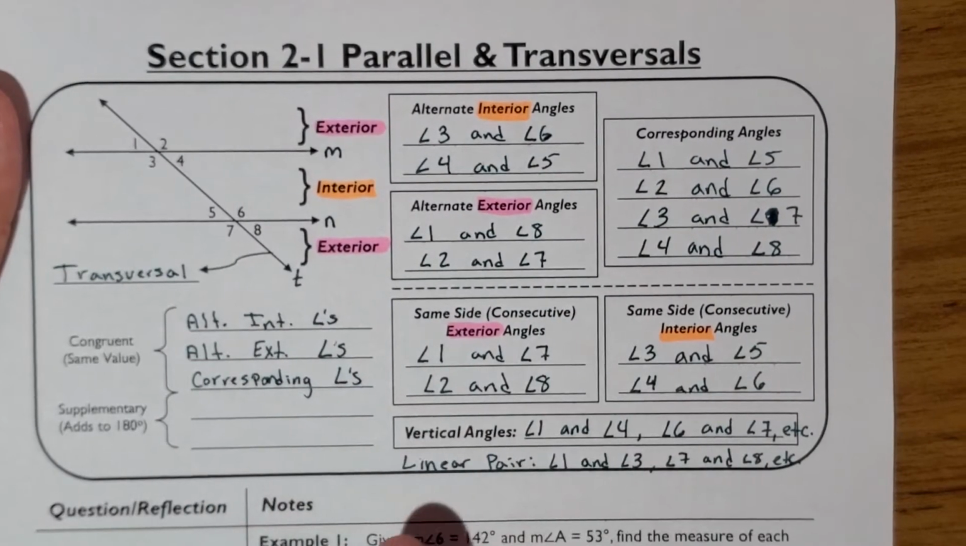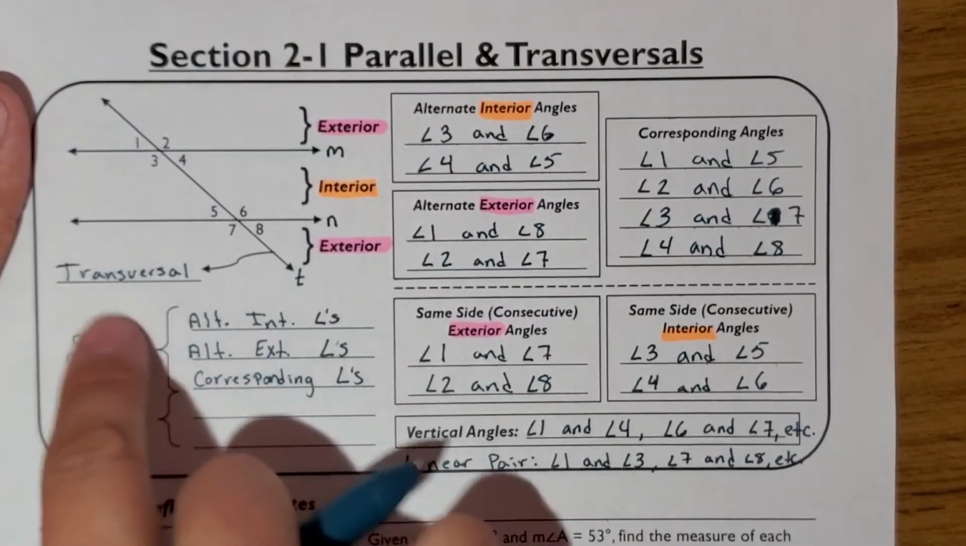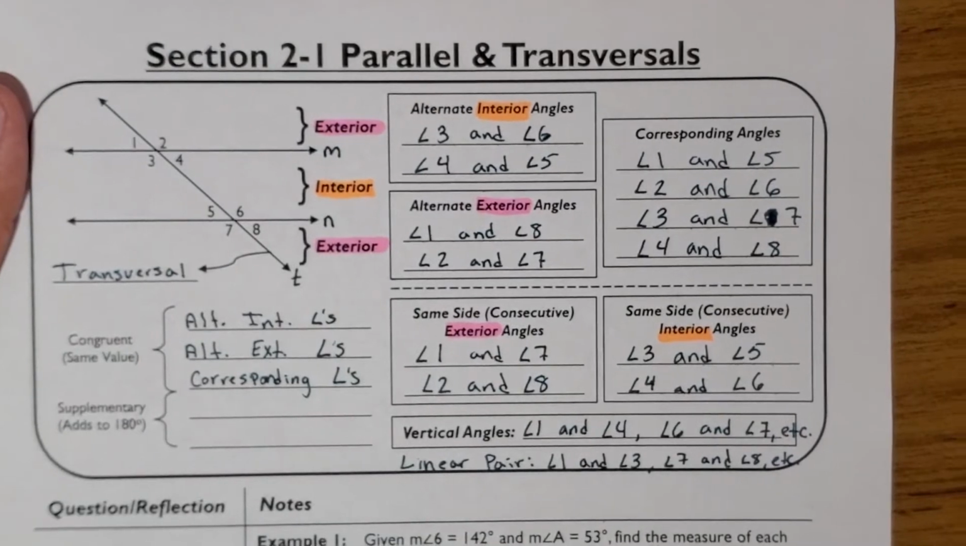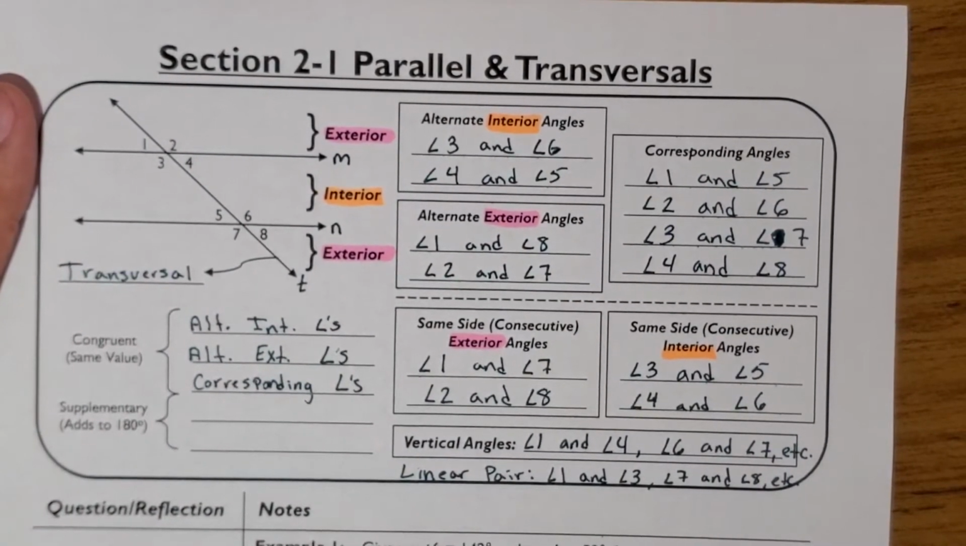And just to throw that in there, we've talked about vertical angles before, and we know vertical angles are also congruent. So vertical angles could also fit in here if you wanted to add that. Vertical angles also fit into the set of congruent angles.